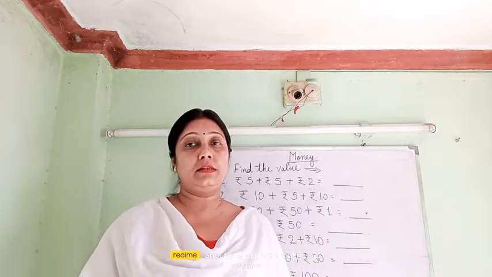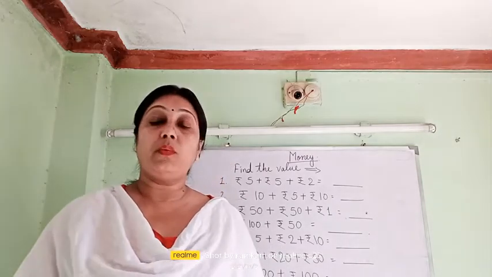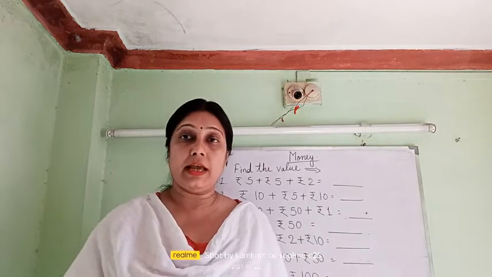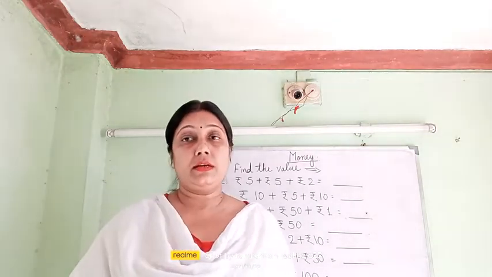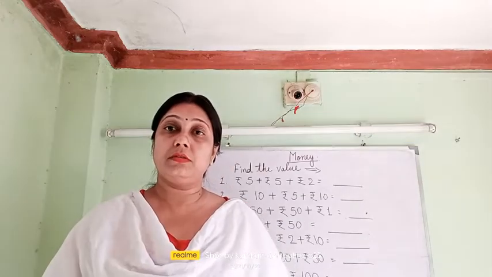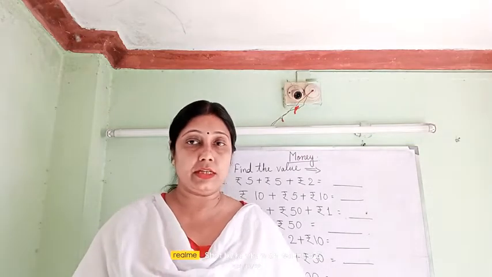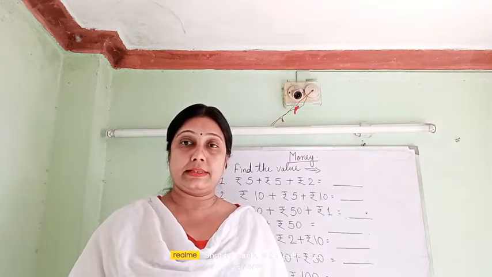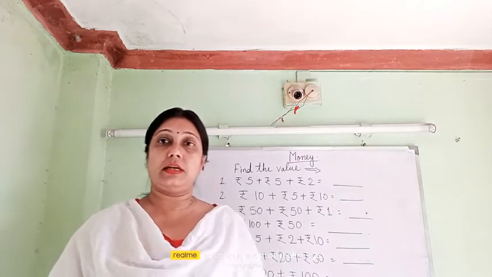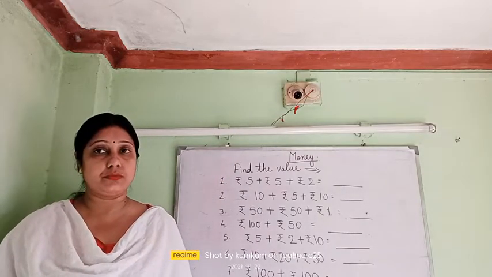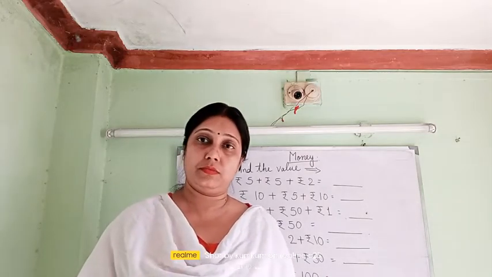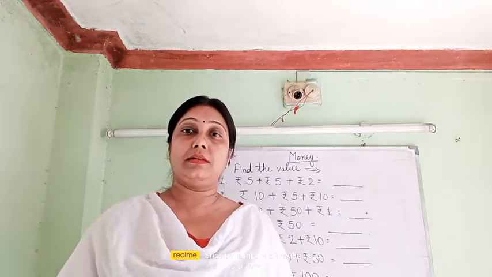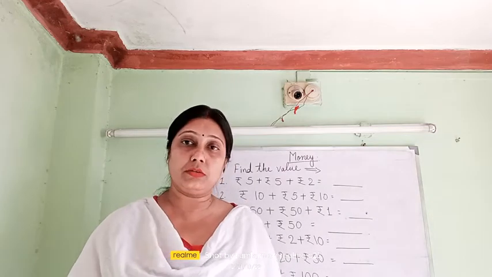Already I explained to you what is money, why do we need money, and what is the symbol of money, in which form money is used in our country. Rupees and paise are the two forms of Indian currency used. We find money as notes and coins both. So I have shown you the specimen also.